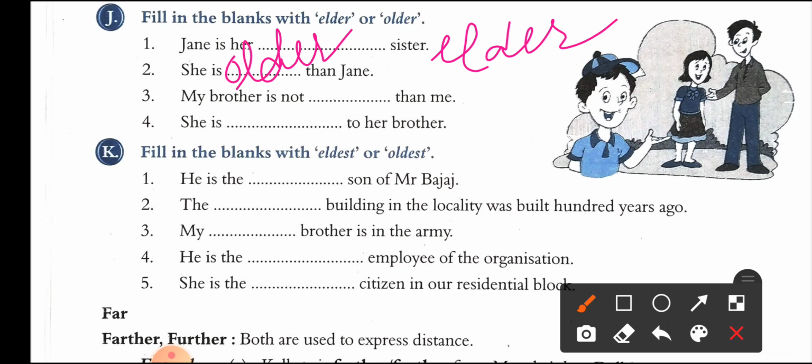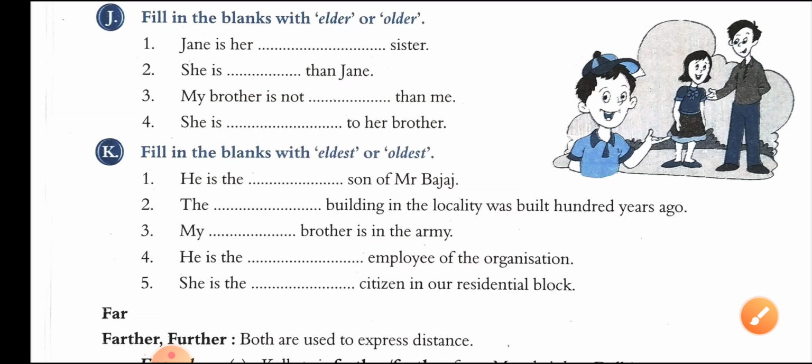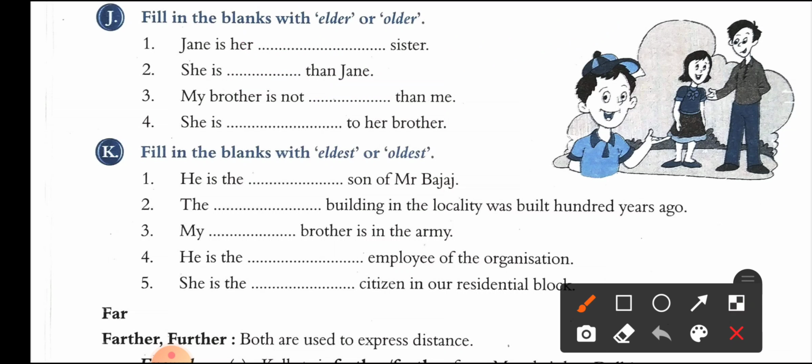But here we have read one exception also, कि अगर उस सेंटेंस में than होगा तब हम वहाँ elder को यूज़ नहीं कर सकते हैं, ठीक है। सो अब इस सेंटेंस में because than है तो हम यहाँ older ही फिल करेंगे, older, O-L-D-E-R, ओके। I hope you understood this. Fourth is she is dash to her brother. So brother and she, it's a family again, so what is the answer? It is elder. What is it? Elder.